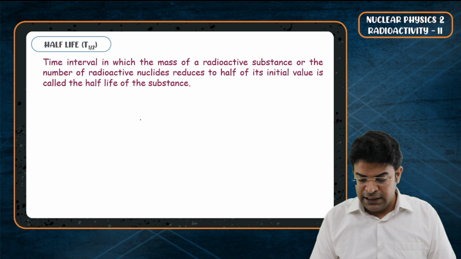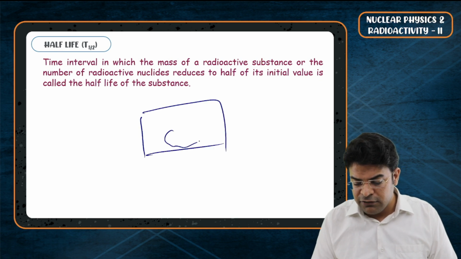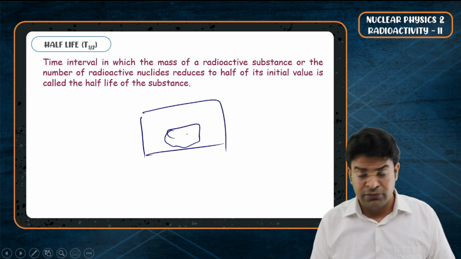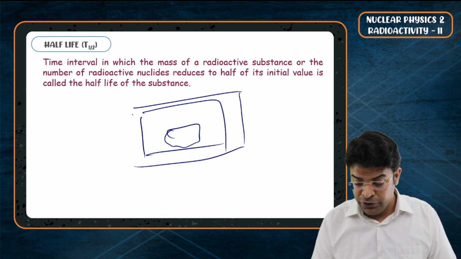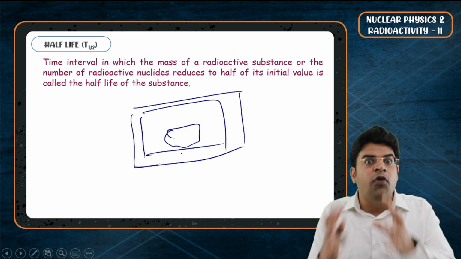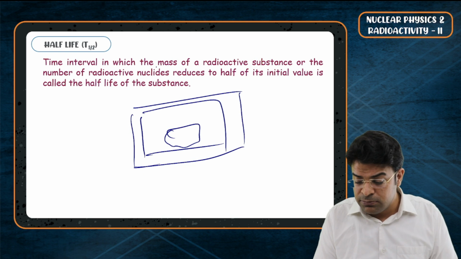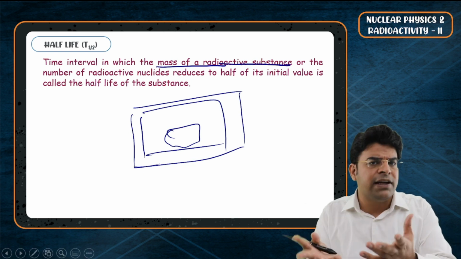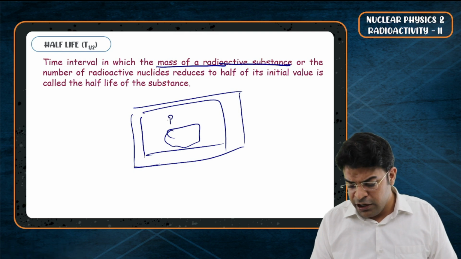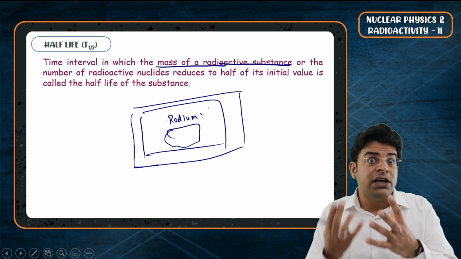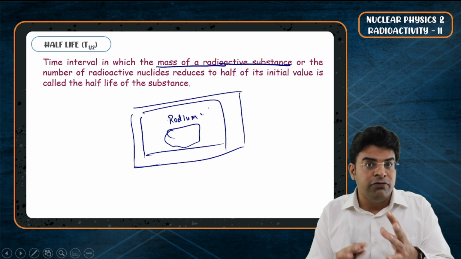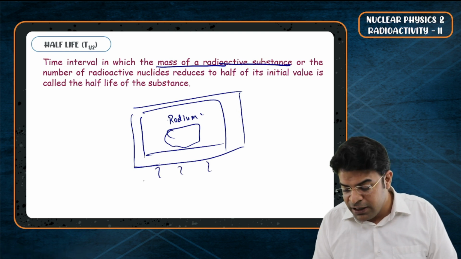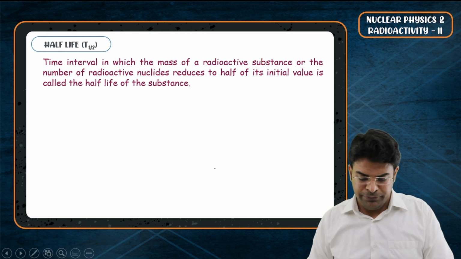Do understand that if you have a radioactive substance in an isolated container, the mass of the container won't decrease. What I am saying here is the mass of the radioactive substance decreases. It converts into something else. If you take radioactive radium, let's say, then after one half-life, the mass of radium present will be half, but the mass of the box will remain more or less the same.